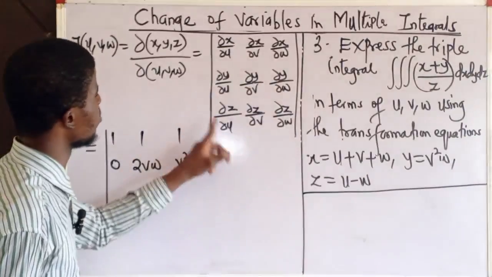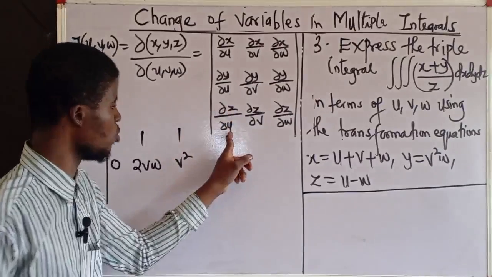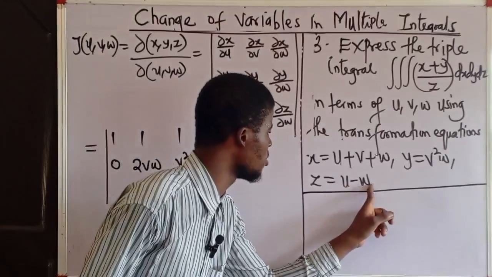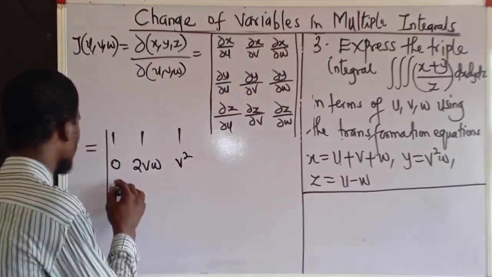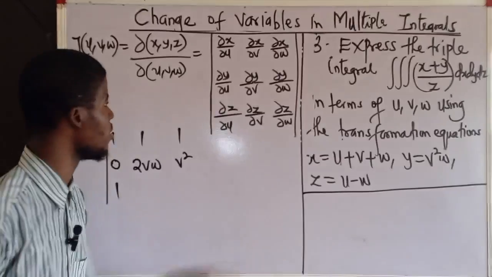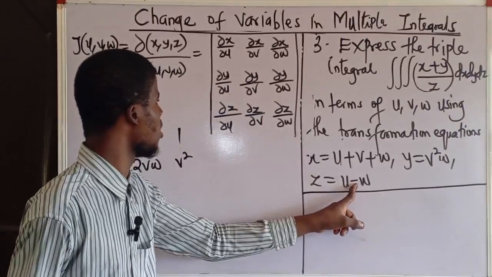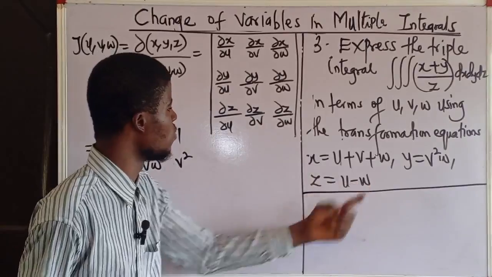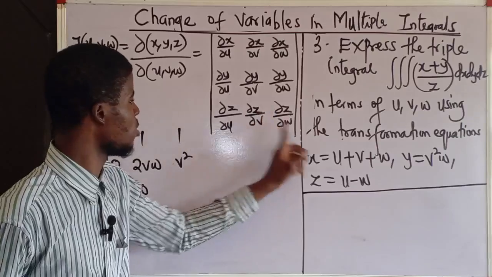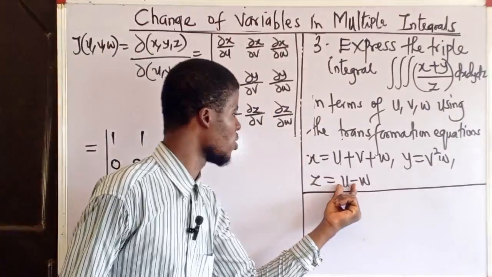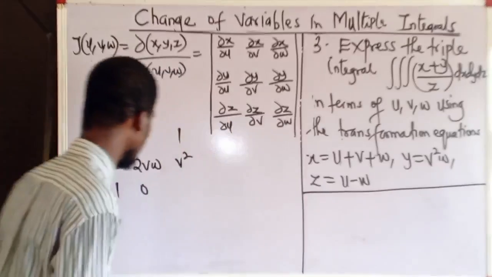Here, we differentiate z with respect to u, taking this as a constant, and that derivative is 0. So we have 1. Differentiate u to get 1. I hope you are following me. Here, differentiate z with respect to v. There is no v here, that's 0. Differentiate z with respect to w, taking u as a constant, and that will give us minus 1.